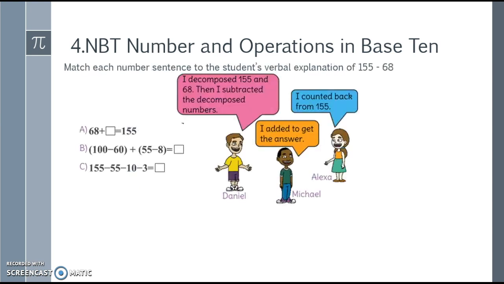Match each number sentence to the student's verbal explanation of 155 minus 68. Take a moment to draw arrows to the correct one. Michael added to get the answer. His would be 68 plus how many gives me 155. Danielle decomposed 155 and 68, then subtracted the decomposed numbers. And finally, Alexa counted backwards from 155 until she found the correct solution.